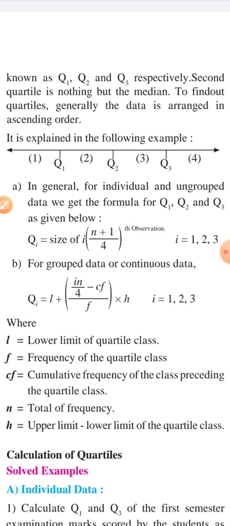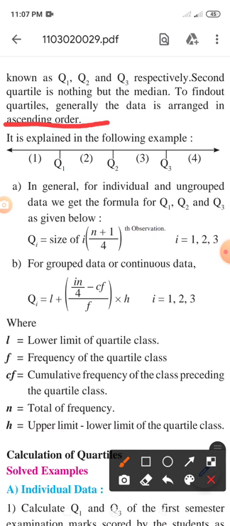So the data is arranged in ascending order. It is explained in the following example. If we treat this given data as a line, and when we divide this line into four equal parts, this part, the middle part, is Q2, and this is Q1, this is Q3.